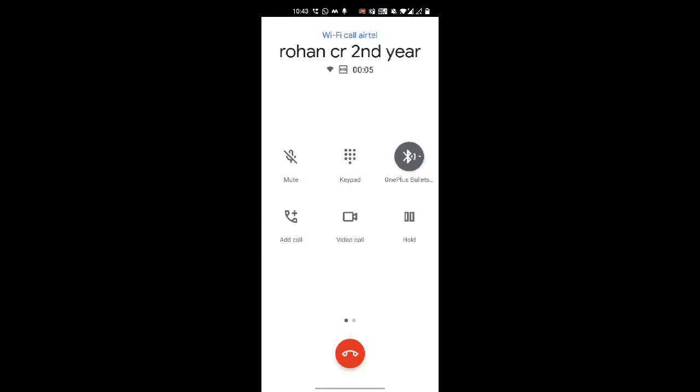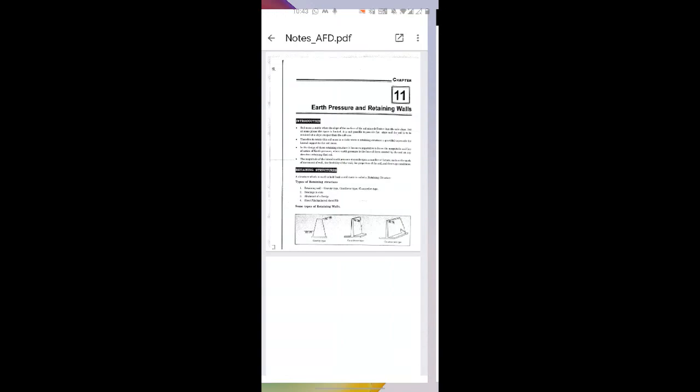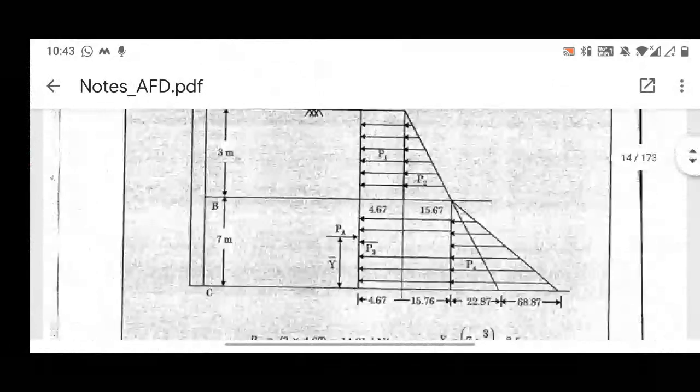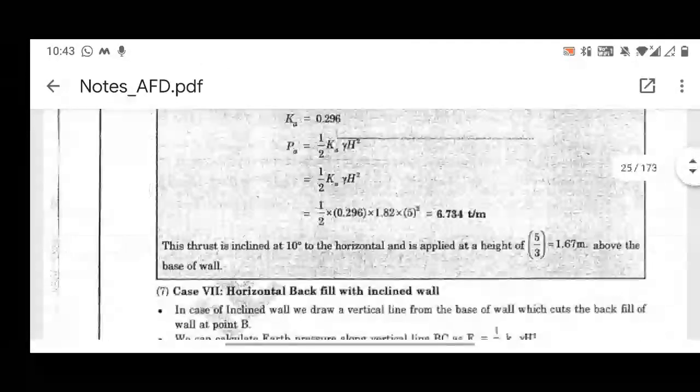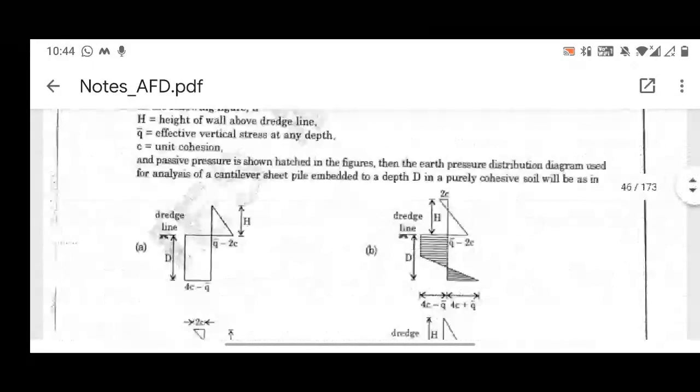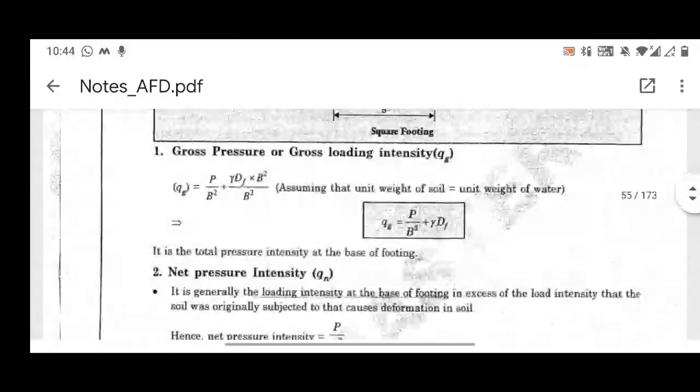Okay, sorry for the interruption. Actually, Rohan called me. Are you all able to hear my voice? Are you all able to see my screen? Yes, sir. Okay, fine. Thanks for the confirmation. Actually, Rohan called me to ask whether the class is going on or not. He was not there in the class, I think.